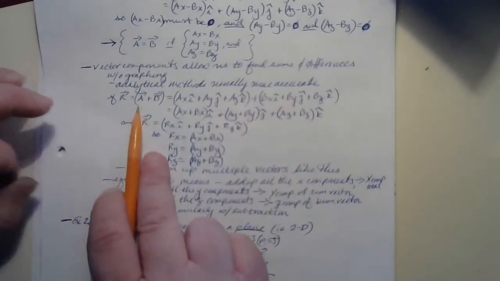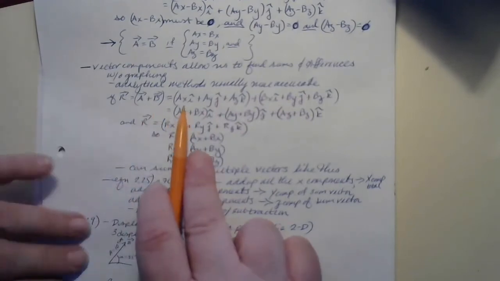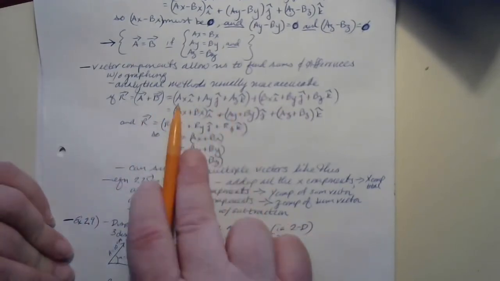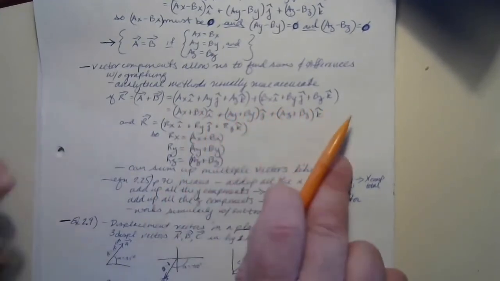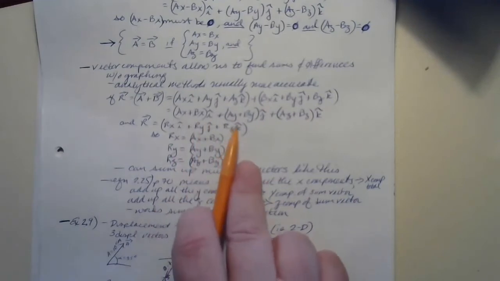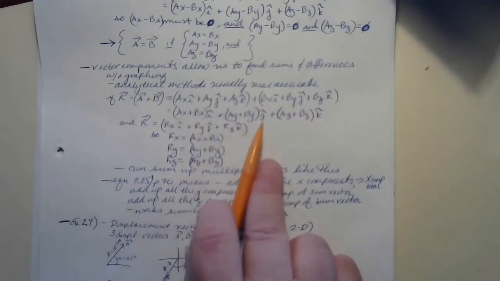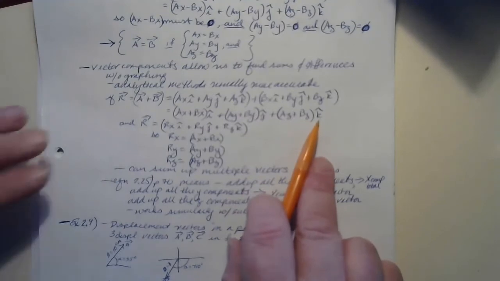If the resultant vector is the sum of vectors A and B, then all you have to do is take vector A and vector B and add up their X and Y and Z components. So you add up the X components, multiply them by the unit vector in the X direction, add up the Y components, multiply them by the unit vector in the Y direction, add up the Z components, multiply them by the unit vector in the Z direction.